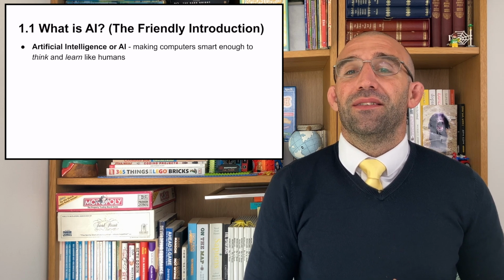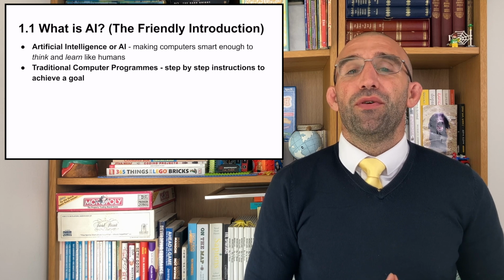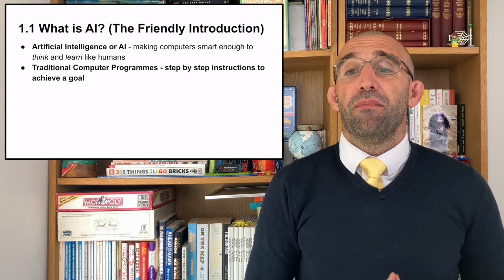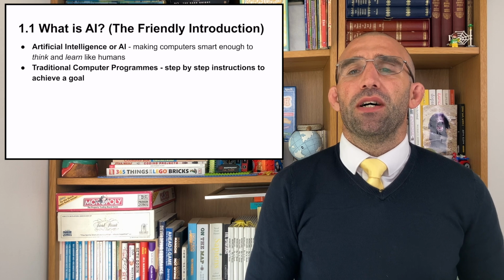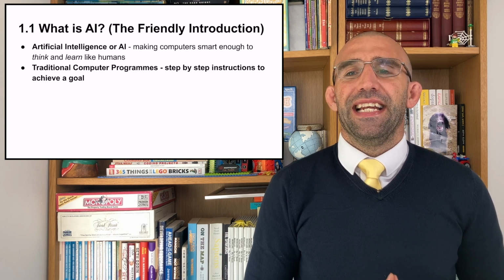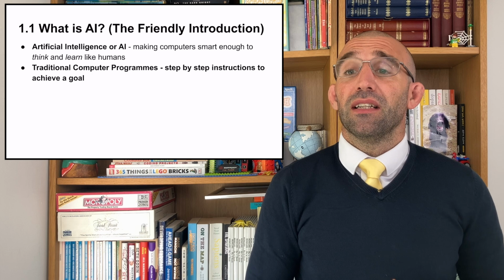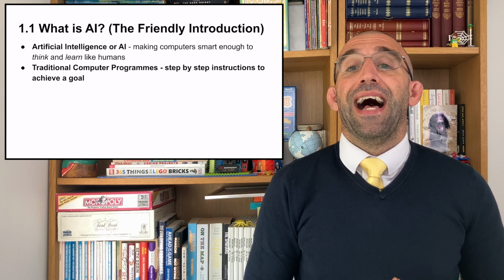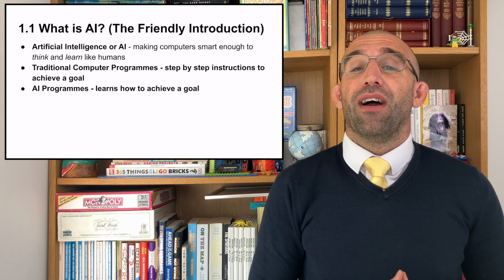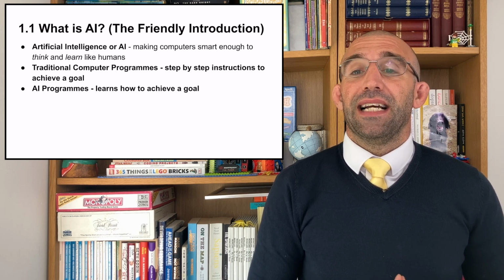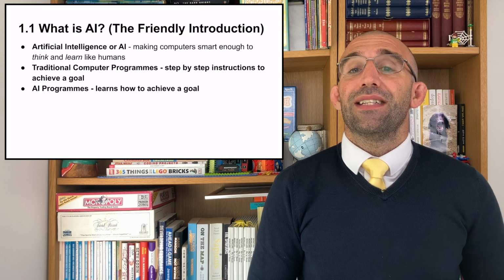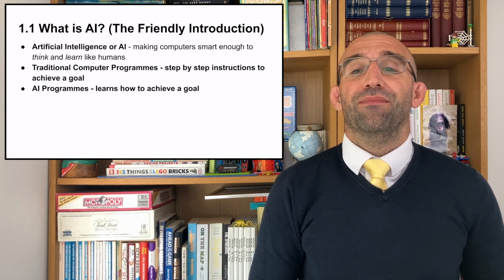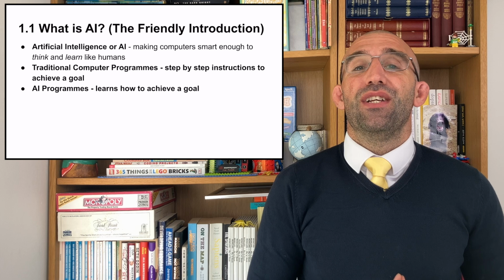Think of it like this. With traditional computer programs, you give the computer very specific step-by-step instructions for everything it needs to do. If something new does come up, you have to write and give the computer new instructions. However, with AI programs, you give the computer data, a goal, and it learns how to achieve that goal on its own, even adapting to new situations.